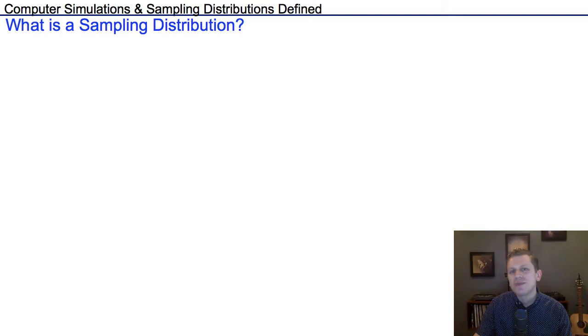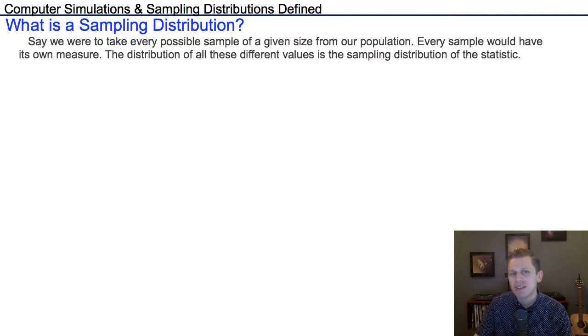So what is a computer simulation or a sampling distribution? Say we want to take every possible sample of a given size from our population. Every sample would have its own measure, meaning if I did this experiment again and flipped a coin 10 times, I'm likely to get a different measure. And the distribution of all of these different values is the sampling distribution of the statistic. It's what happens from doing multiple samples all the time.